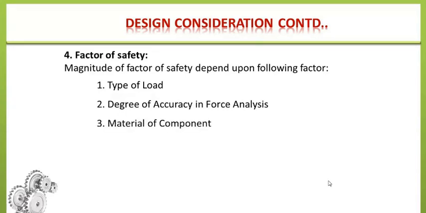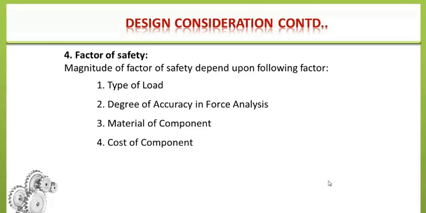Material of component. Now, how does it affect? When the component is made of homogeneous material, homogeneous ductile material like steel, you have to consider low factor of safety. And when the material is non-homogeneous, like cast iron, you have to consider more factor of safety. So you must have very good knowledge about the structure of the material also.